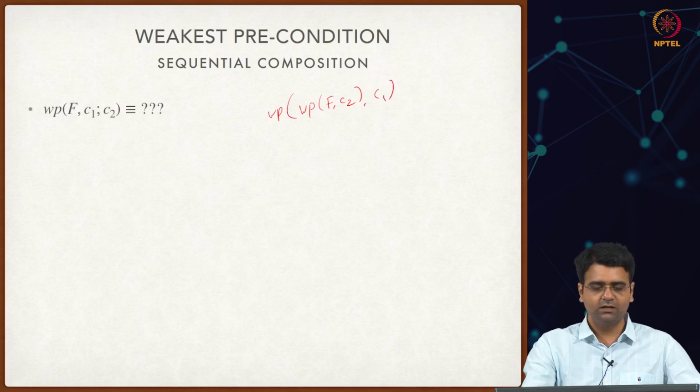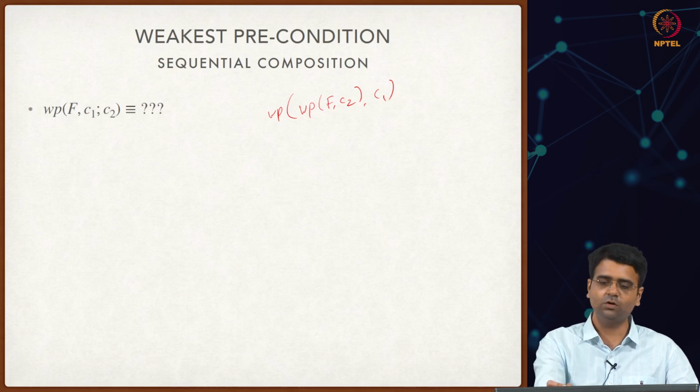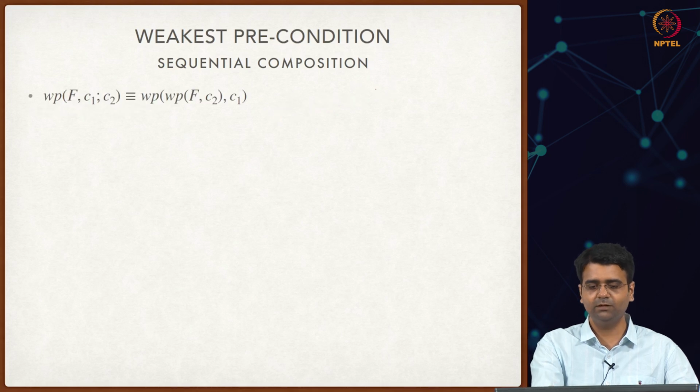This is essentially saying: give me all the set of states such that on executing C1, I am guaranteed to be in a state in WP of f comma C2, and I know that on executing C2 on such a state, I am guaranteed to be in a state in f. Therefore that guarantees that after executing C1 followed by C2, you will be in a state in f. So it's given by WP of f comma C2 comma C1.